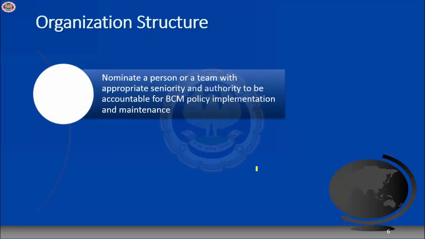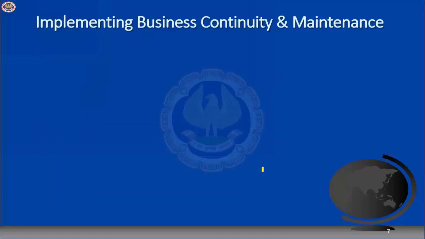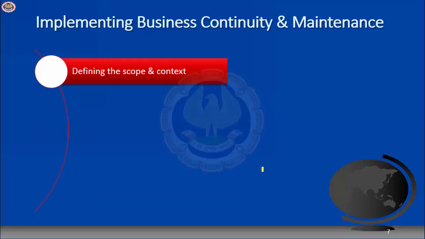When you look at organizational structure, it's important that you nominate a team with a project manager of appropriate seniority level, with the authority and the accountability for ensuring the BCM policy is implemented and maintained. You also need to clearly define the roles and responsibilities of the persons for different aspects of business continuity within the enterprise and also for various vendors. You implement the business continuity and maintenance.